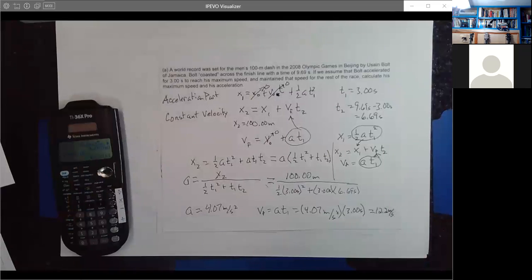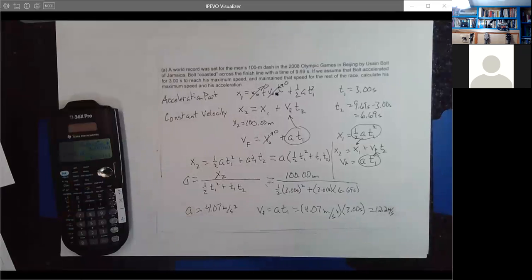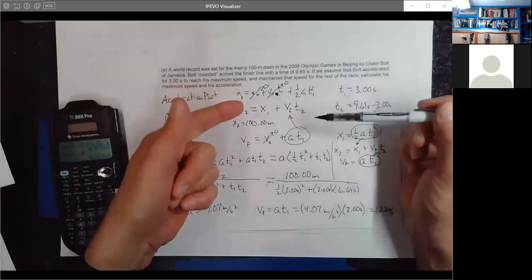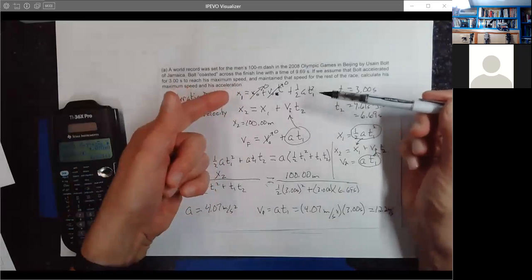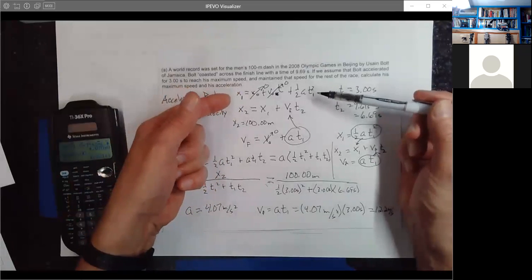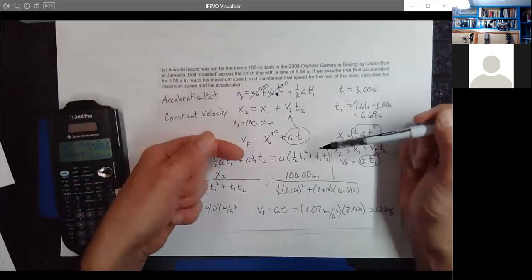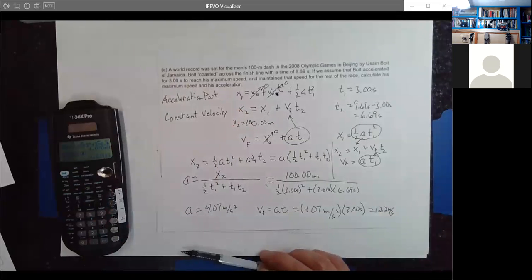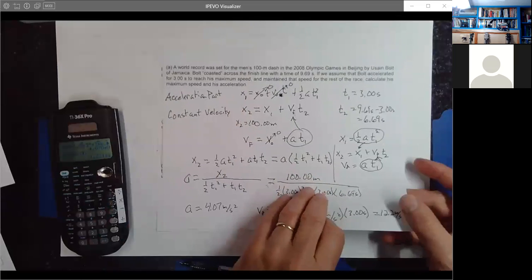Okay, so there we have it. And that's part A. Any questions on that? I had to do a bunch of work to figure this out. Recognize that sometimes you can't automatically solve one of these equations. You have to combine them together once in a while. And so that's just something that happens.